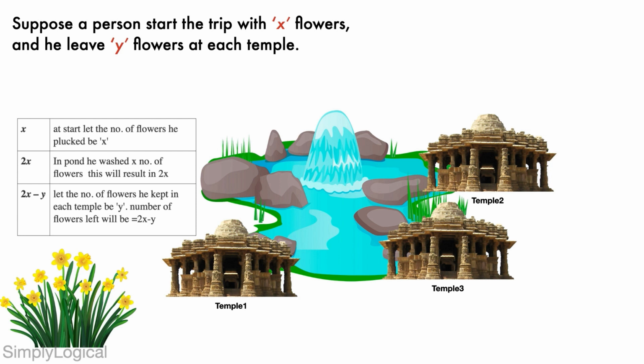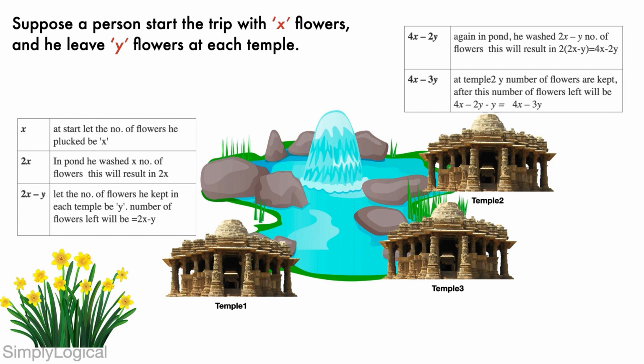Now let the number of flowers he kept in each temple be Y. Hence, at temple 1, Y flowers are kept. After this, the number of flowers left will be 2X minus Y. Now again in the pond, he washed 2X minus Y flowers. This will result in 2 times (2X minus Y), which is equal to 4X minus 2Y. This is because we already know if anybody would wash the flowers in that pond, the flowers doubled.